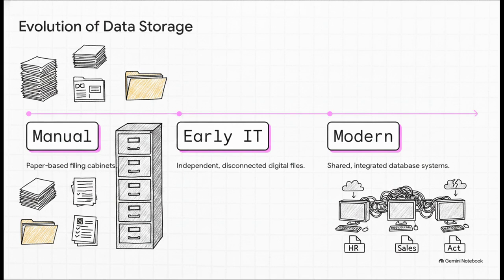Long before databases, businesses relied on manual, paper-based filing cabinets. When computers finally arrived, businesses basically just digitized that manual system. They created computerized file systems, where every single department, like HR, sales, and accounting, created and owned their own independent, disconnected digital files. They essentially operated in total isolation, writing their own separate data management programs completely from scratch.